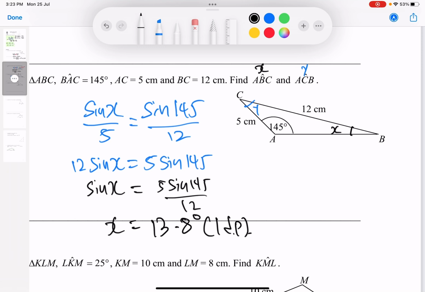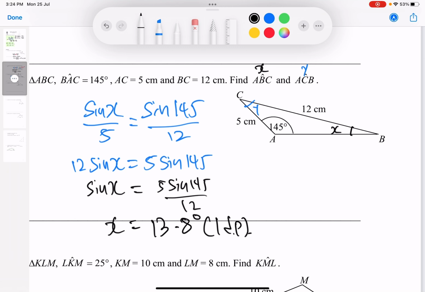In a triangle, what is the total sum of angles? 180. So if you know this angle is 145 and you know that this angle is 13.8, can you find what's the angle Y? Many of you have a weakness: when this is on sine rule, you think everything must be sine rule. Not true.